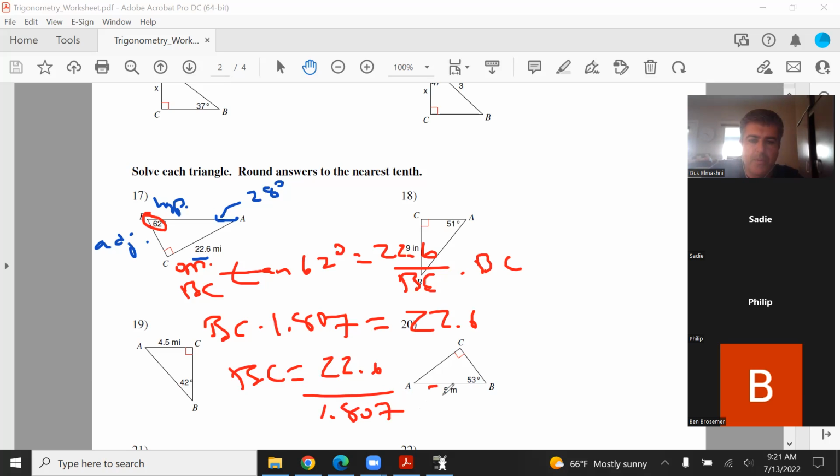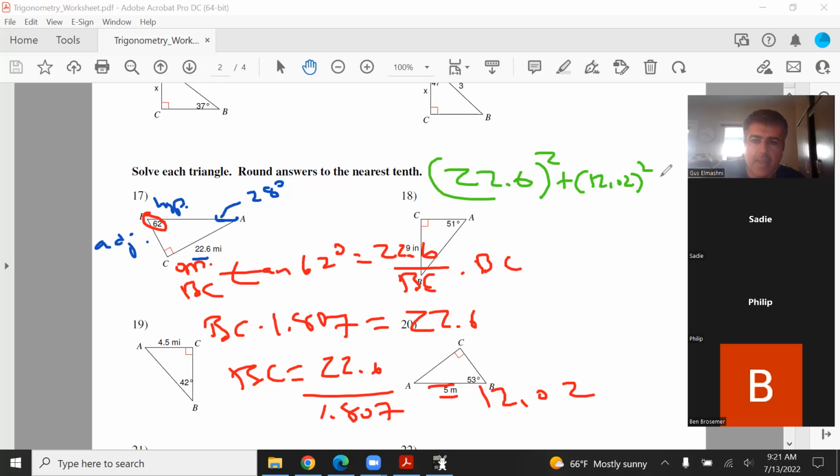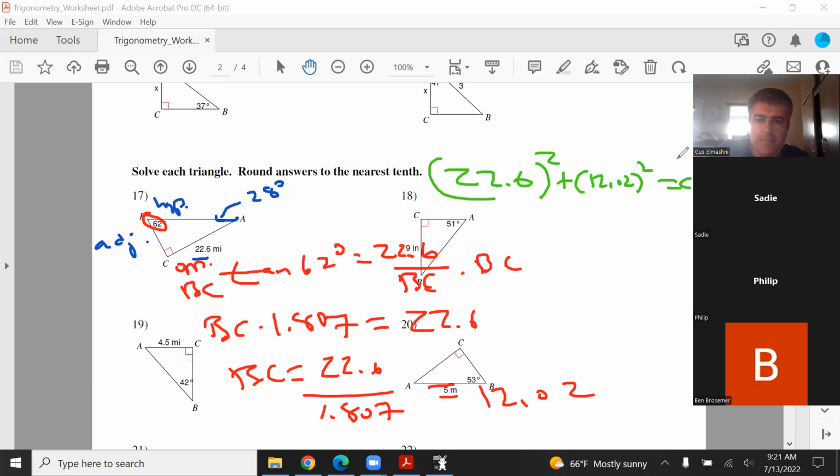You get 12.02, which makes sense because it's opposite the smaller angle, so it should be a shorter side compared to AC, or just 12, we could say. And then once you have that side, if you want to solve for the hypotenuse, you don't have to do trig anymore if you don't want to. You can now do the Pythagorean theorem. Because now you've got two legs of the right triangle, and that's going to equal c squared. And you solve for c.